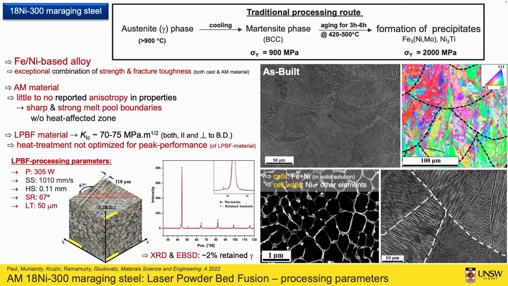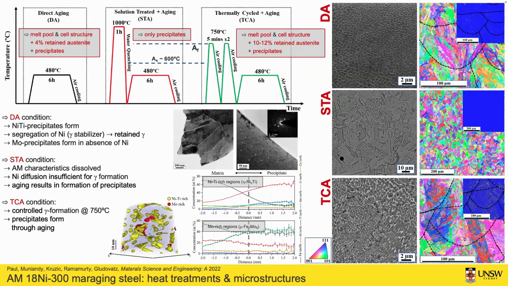Again, it's normally reported with 70 to 75 MPa√m, which is the same as for conventionally processed materials. So we then went into how we can modify this material to get more out of it. In this case, we used only one batch with these specific processing parameters. This material after processing has about 2% retained austenite. And then we essentially went to 3 different heat treatments.